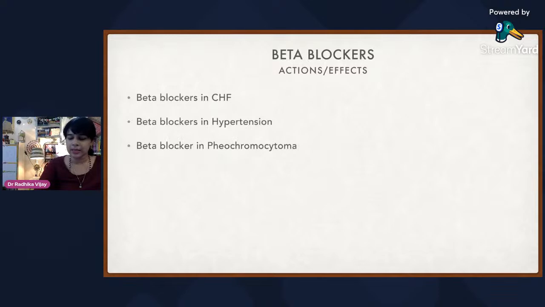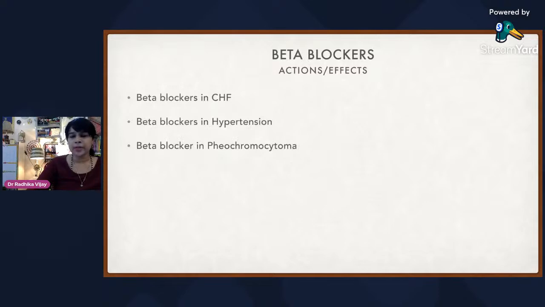And lastly, another fact I want to tell you: if beta blockers are added on with alpha blockers, then vasodilatation is there, NO production is there, and they all actually lead to an antihypertensive effect.